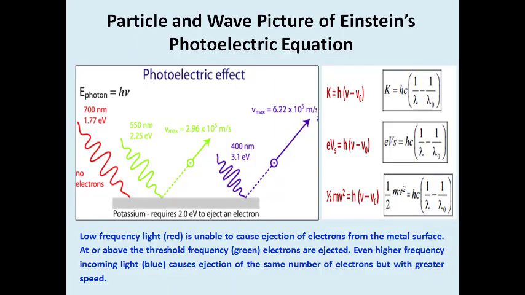Now we are just going to explain the particle and wave picture of the photoelectric equation. We already discussed that the photoelectric effect is nothing but the ejection or emission of electrons from a metal surface. Imagine an example where we are using a potassium plate, which requires at least 2 electron volts to eject an electron because the work function is 2 electron volts. If we make a 700 nanometer wavelength electromagnetic wave, which is red in color with an energy of 1.77 electron volts, incident on it, you notice that no electrons are ejected.